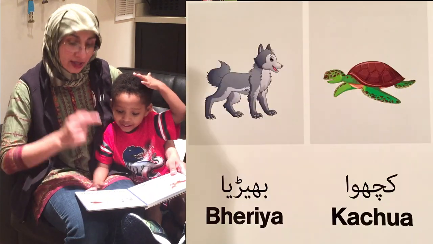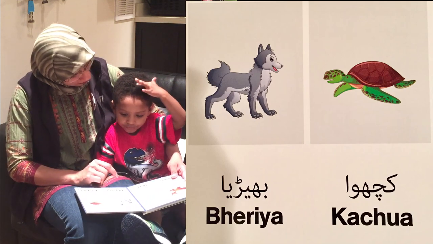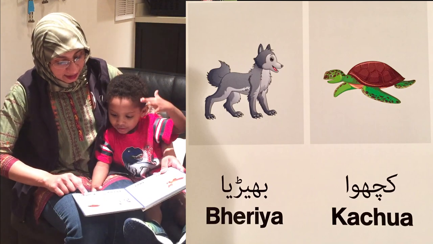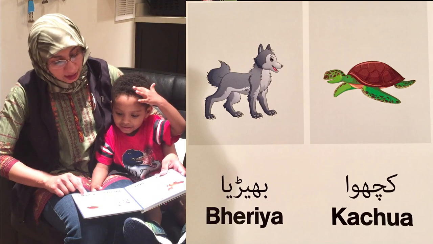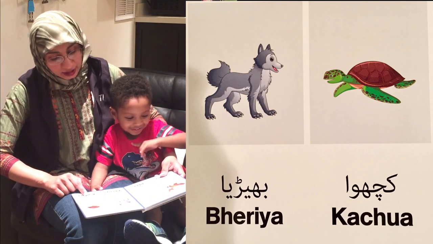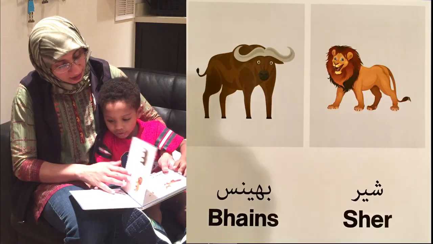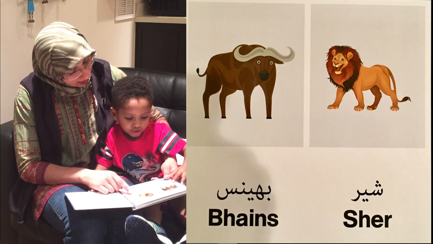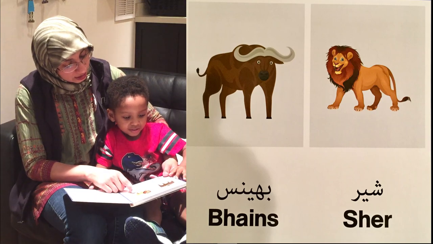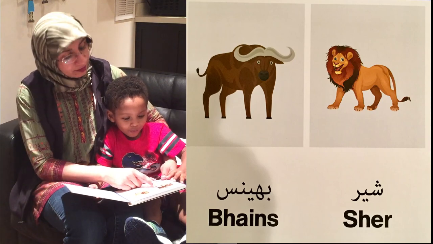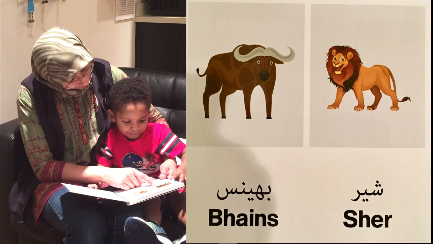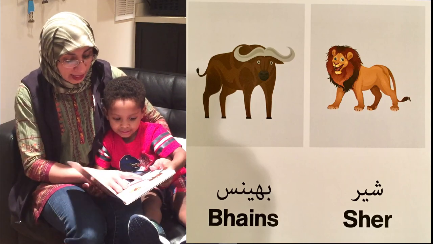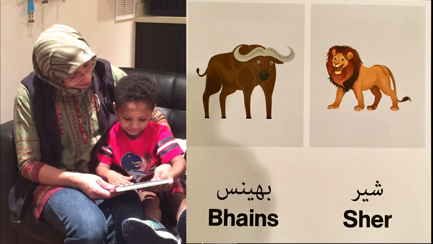Ye kya hai? Bheria. Bheria is a wolf. Wolf. Ye kya hai? No, ye machli nahi hai. Kachua. Kachua is a turtle. Last one. Ye kya hai? Sher. Sher is a lion. Aur ye kya hai? Cow ko kya kehte hain? Bhains. Bhains is a cow, a buffalo actually. Bhains is a buffalo. Okay, are we done here?